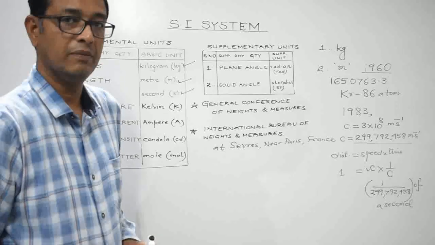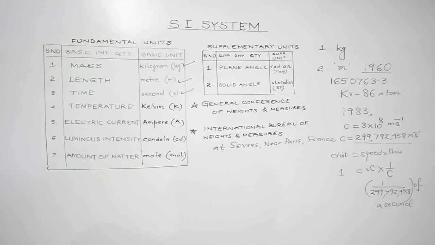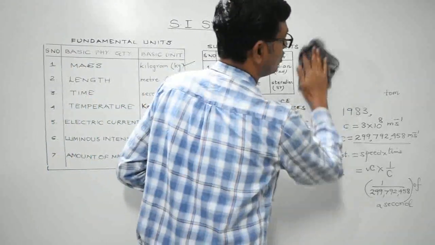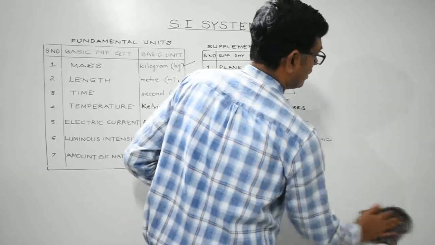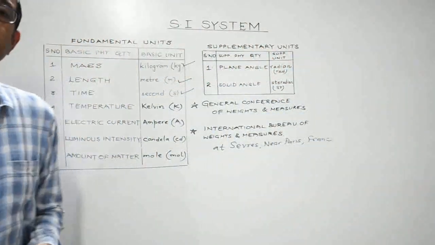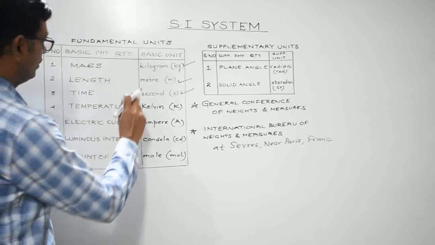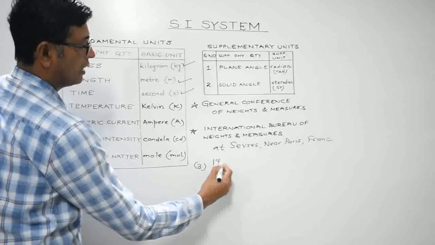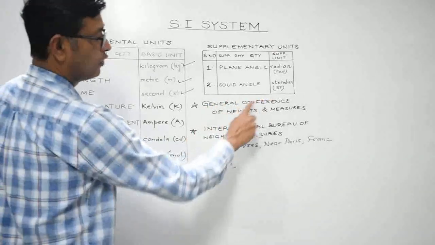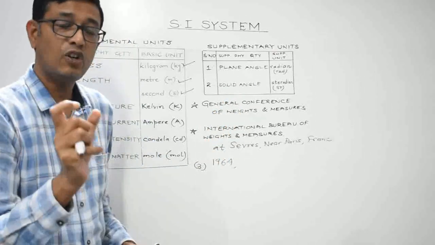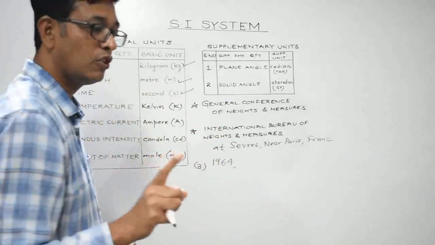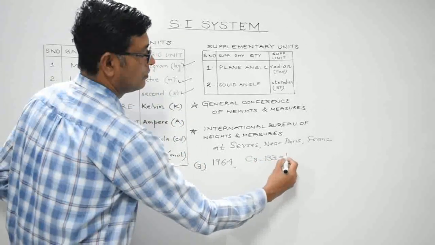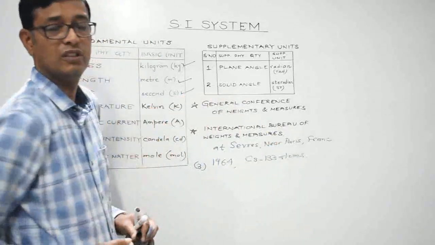Definition of the SI unit of time, which is second. Second is defined on atomic standards. It is defined in terms of the vibration of cesium-133 atom. In 1964, the General Conference of Weights and Measures defined second on atomic standards in terms of vibrations of cesium-133 atom. Atomic clocks are based on this only, right?